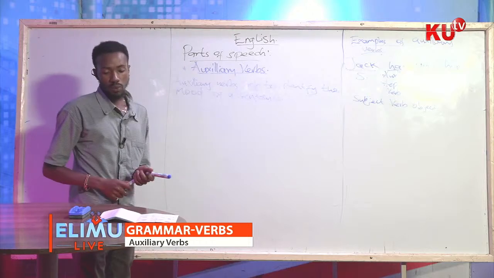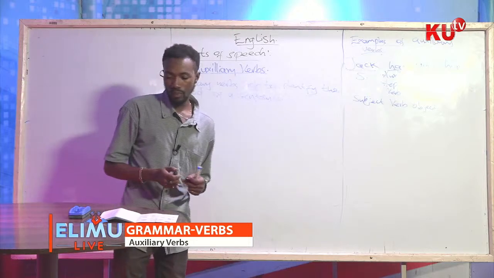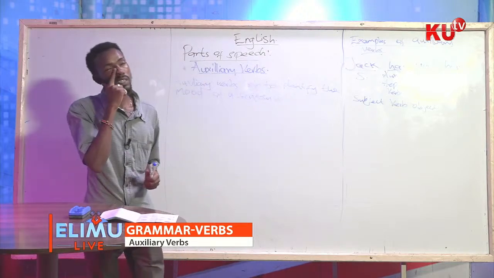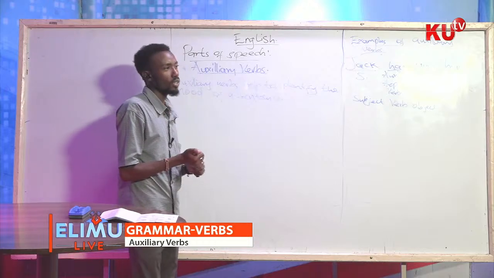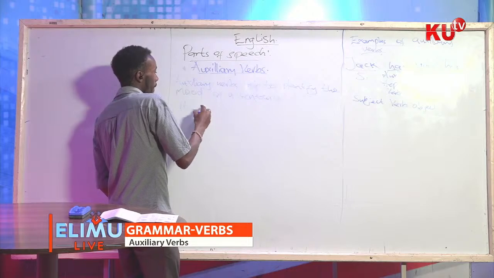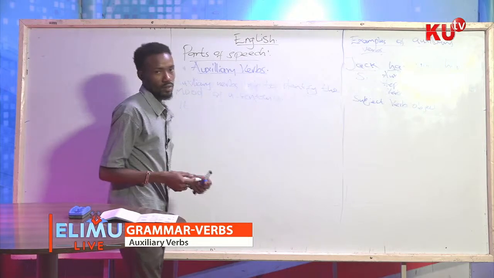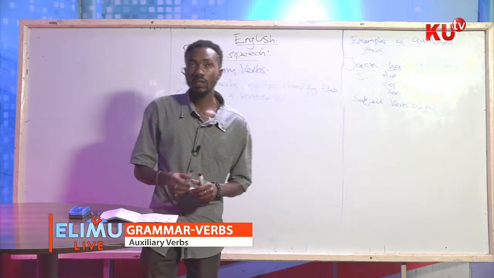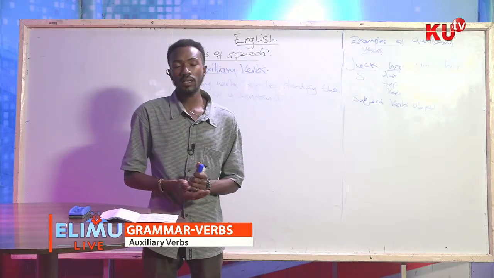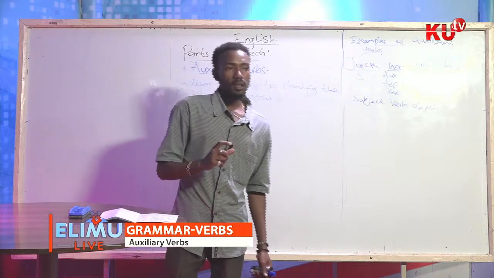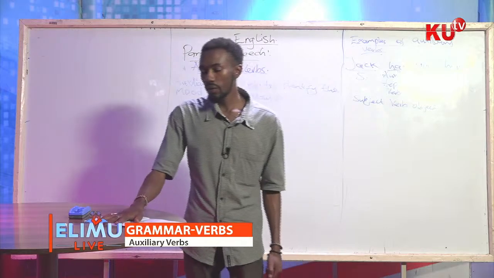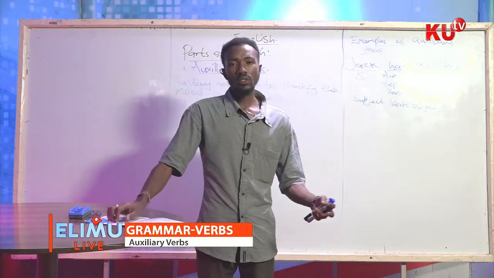So for example, we have a sentence like, it might rain today. In that sentence, it might rain today, you can see that might is the helping verb. Might is the helping verb.